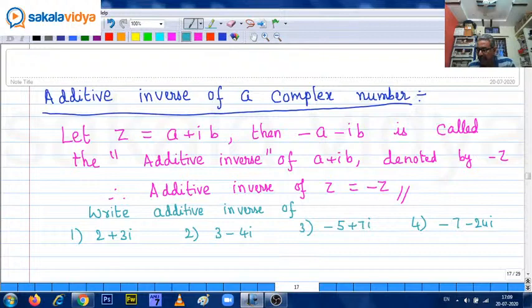Right. Everybody is correct. Wonderful. Good job. So for this one, minus 2 minus 3i. For this one, minus 3 plus 4i. For this one, 5 minus 7i. For this one, 7 plus 24i. Correct? Have you checked all of you?